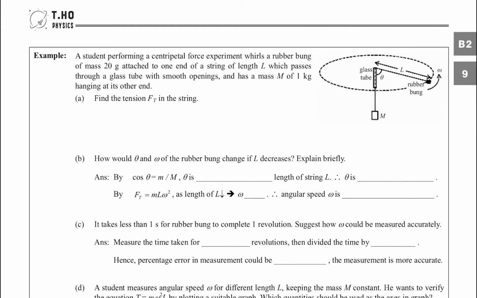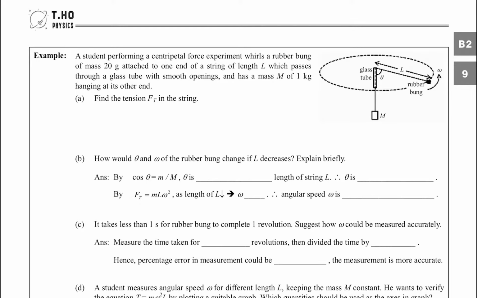Here we come to the example of page 30. So we have an experiment on circular motion with a swinging rubber band, which is connected to a glass tube through a string to the mass M, capital letter M. So the rubber band will be swinging in circles, and it will be pulled to the center by the tension inside the string.